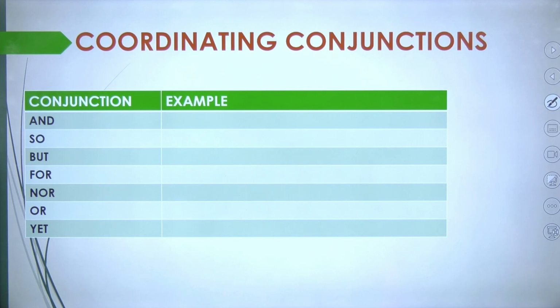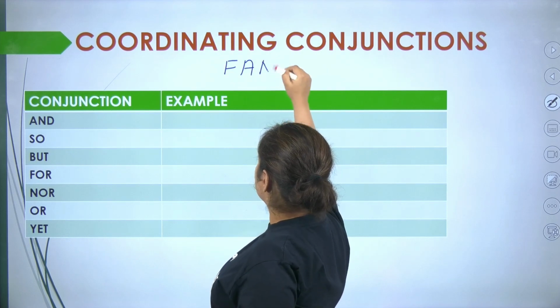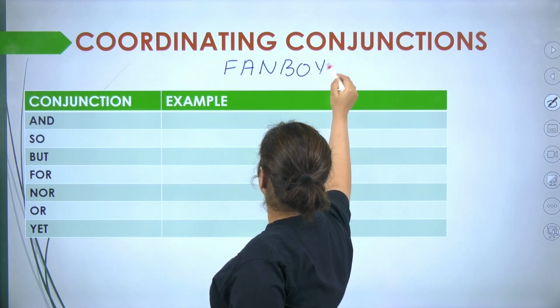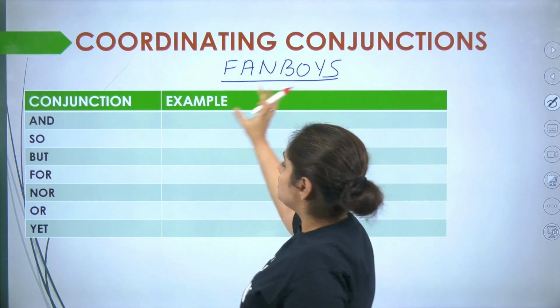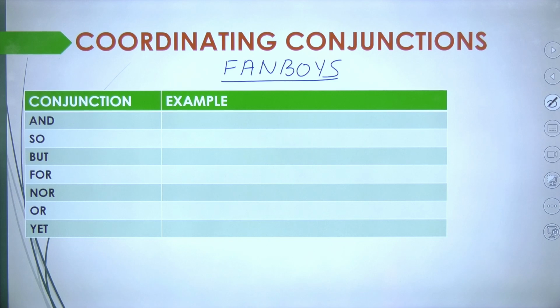Now here again, coordinates are always equal. Okay, so the short form what we use in grammar in English language is fanboys. Fanboys. Why we use this short form abbreviation? To remember the words. These are the limited words which are there in your coordinating conjunction.